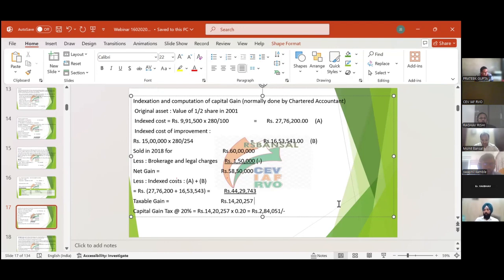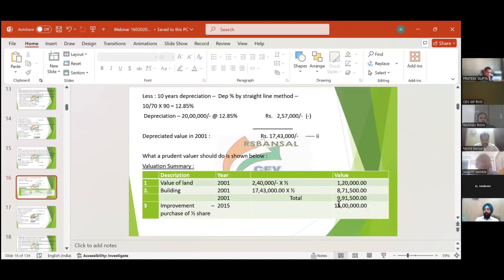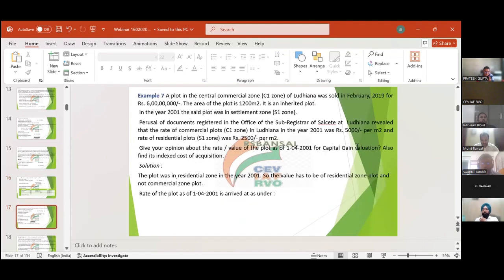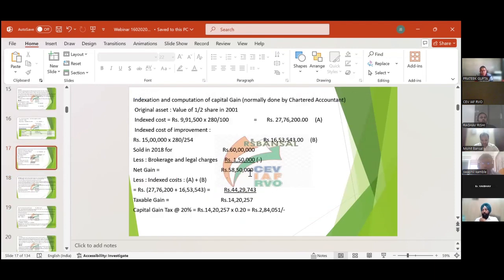But of course your work ends here. As a valuer, your duty is to do calculation up to this level. The other part is related to the chartered accountant. Otherwise, as a professional, you must know these calculations. But you need not give your client these calculations.